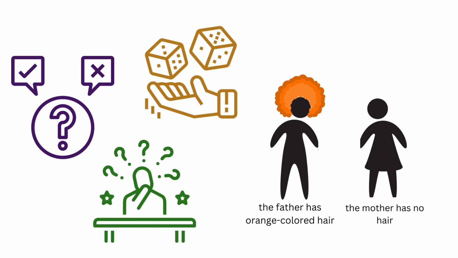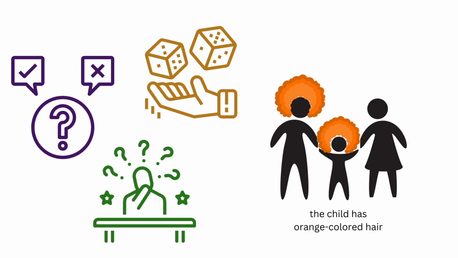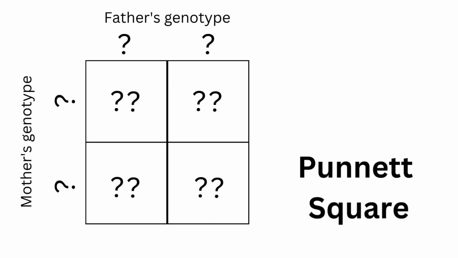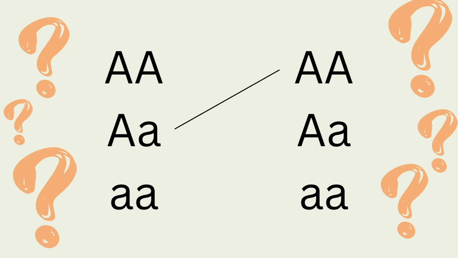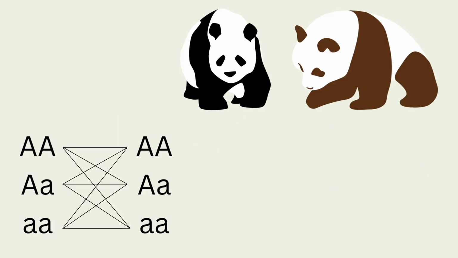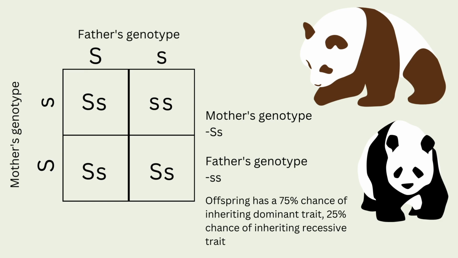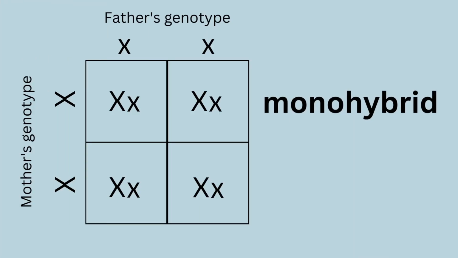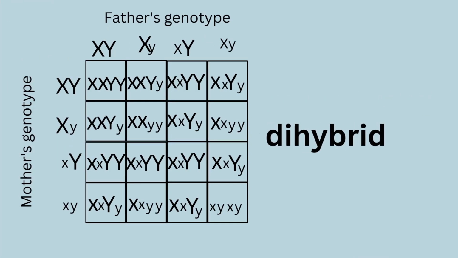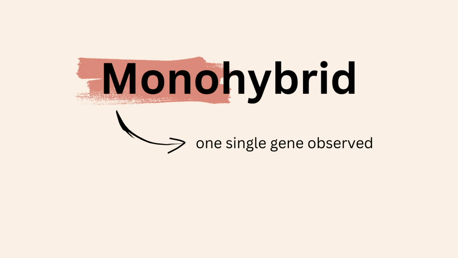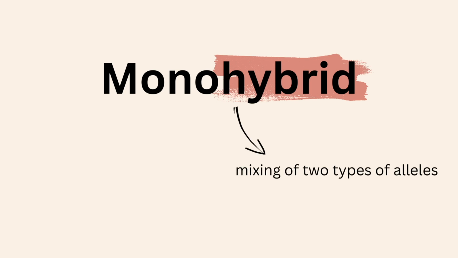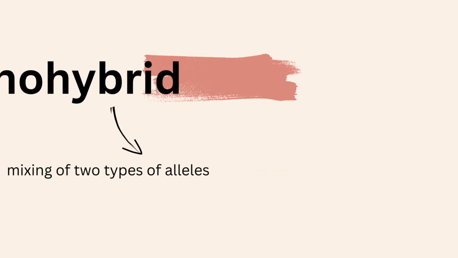The probability that an offspring will inherit a genetic disorder can be calculated through methods such as the Punnett square. They help predict the variations in genotype that can become from crossbreeding two different organisms. So, the Punnett square can be used to determine the potential genotypes of the offspring of a particular couple. For instance, Punnett squares can be used for monohybrid and dihybrid crosses. The mono in monohybrid refers to the fact that one single gene is observed, while hybrid refers to the mixing of two different types of alleles.